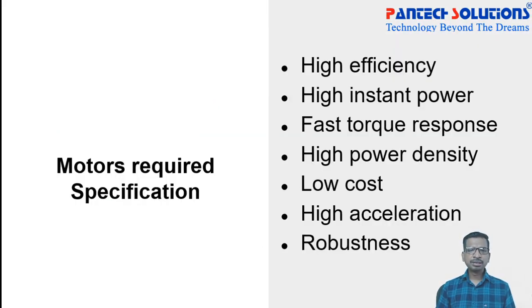Before discussing the types of motor, you should know what your expectation from the motor is. The first factor is higher efficiency. You should always expect high efficiency, high instant power, and fast torque response. Similarly, high power density and low cost, that is, low cost from the production aspect, and high acceleration and robustness. These are all the important factors expected from the motor.